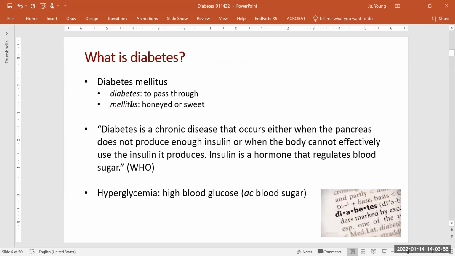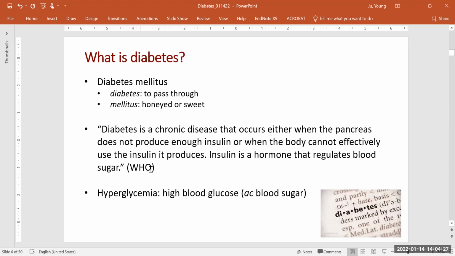Okay. So let's talk about diabetes. The full name of diabetes is diabetes mellitus. This term was derived from the Greek word diabetes, meaning to pass through, and the Latin word mellitus, meaning honeyed or sweet. This is because excess glucose, also we call it sugar, is found in the blood as well as in the urine.